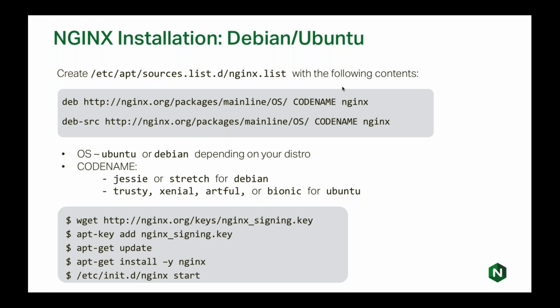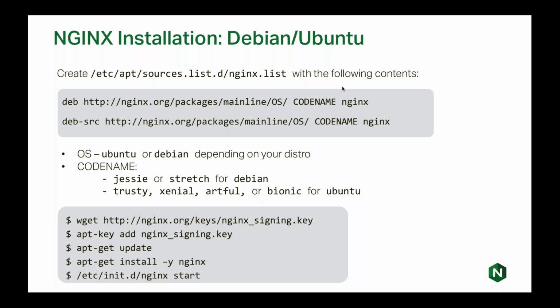But if you're on the Debian and Ubuntu side, to use our official repo, you're going to first make a new file called nginx.list under /etc/apt/sources.list.d and paste in these two lines that I have here. You'll get the slides afterwards, so you can just copy and paste them. I'll also give you a link to our official installation instructions on nginx.org. But you're going to go ahead and paste in these two lines into that file.